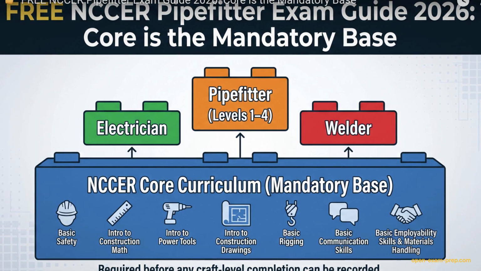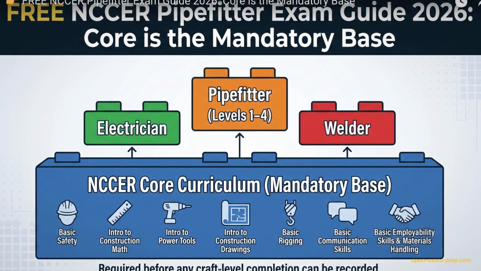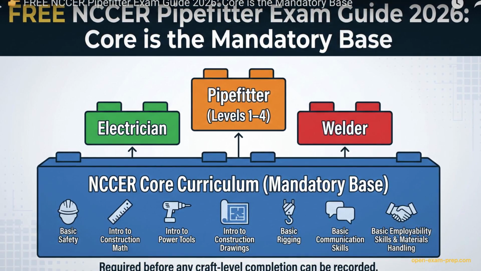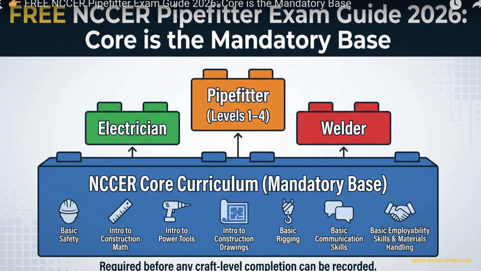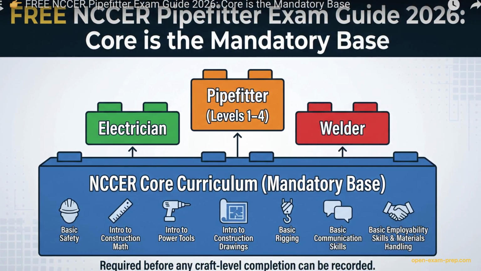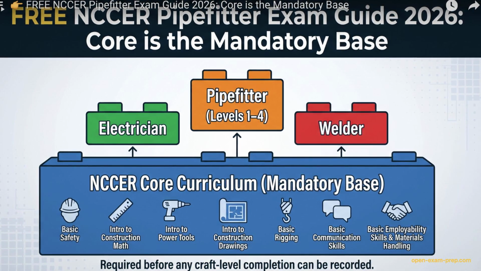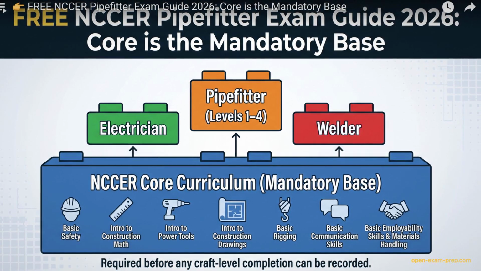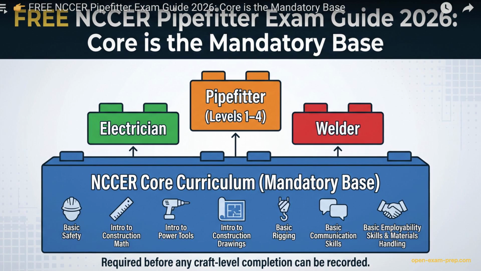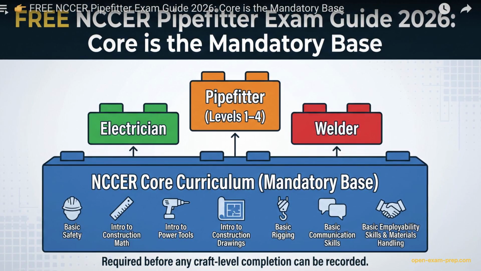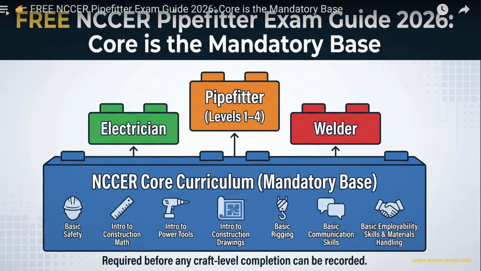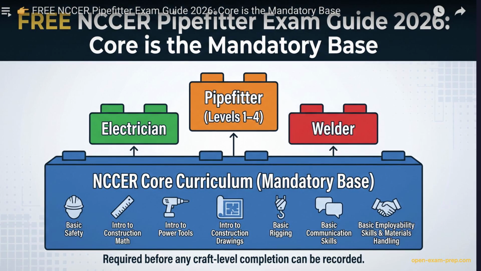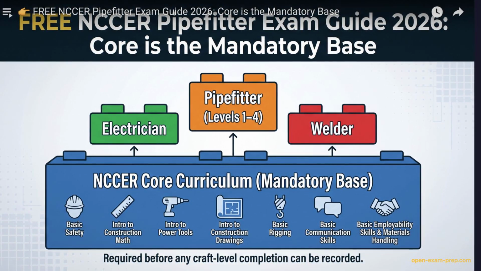Before you can start any pipefitter level, you must complete the mandatory NCCER core curriculum. This is the same prerequisite for all NCCER craft training programs, including electrician and welder. It covers foundational topics like basic safety aligned with OSHA standards, construction math, hand and power tool introductions, and an overview of construction drawings. The NCCER registry will not recognize any of your pipefitter level completions until the core curriculum is on your record, so do not skip this essential first step.